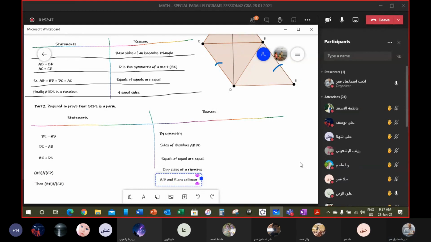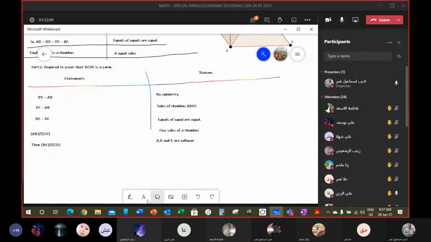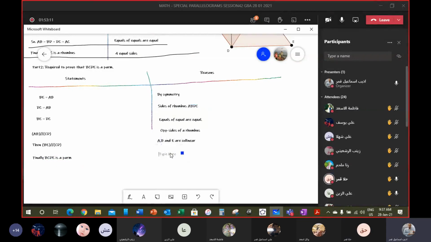Finally, BCDE is a parallelogram because two opposite sides are parallel and equal. Two sides are parallel and equal. Okay, I will go back and repeat this part.